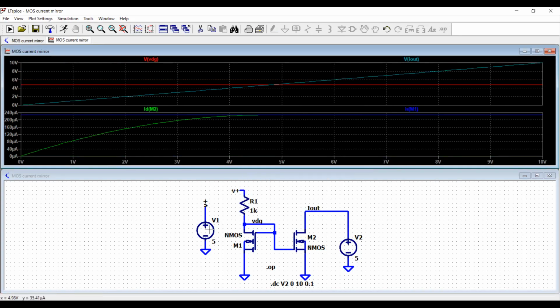So maybe I need to increase the supply voltage so that there will be more drop across R1, and the VGS can be reduced. So I leave it to you for further analysis. I hope you understand how to design the MOSFET current mirror and how to analyze various voltages and currents, and accordingly you can try to play with the circuits. Till then, wish you happy learning.